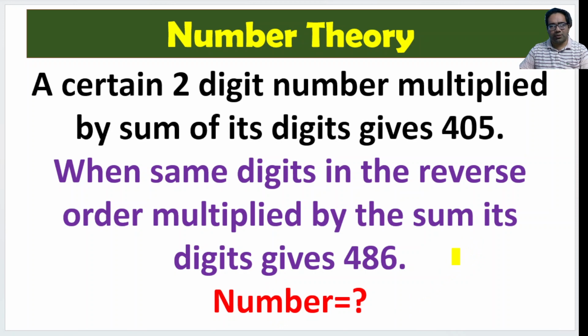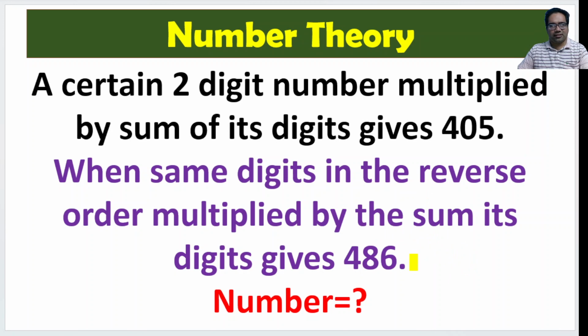What they are saying is, for example, if the two-digit number is 23, then 23 times the sum of its digits, 2 plus 3, which is 5. 23 times 5 should be equal to 405. In this case, it is not. Similarly, when the same number is reversed, that means 32, 32 times the same 5 should give the other number, which it does not. But then what is that number?